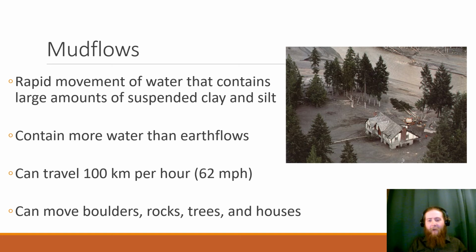And mud flows are our fastest. They are rapid movement of water that contains a large amount of suspended clay and silt. These guys contain more water than earth flows. They can travel up to 100 kilometers per hour, which is around 62 miles per hour. And this force of water and earth together can move things like boulders and rocks and trees and houses. It's a very destructive, very powerful force.